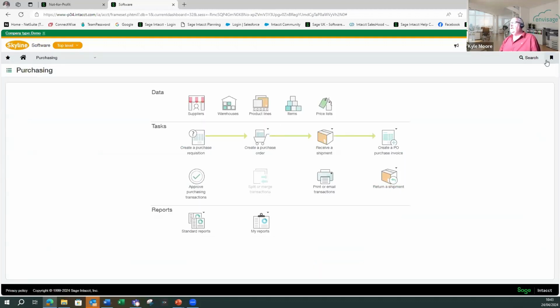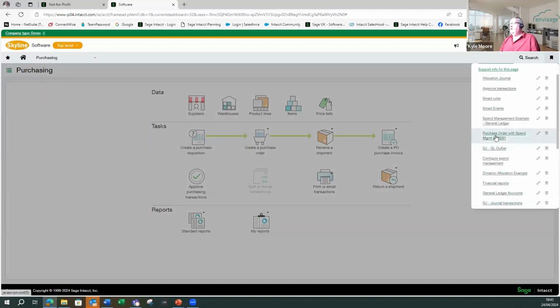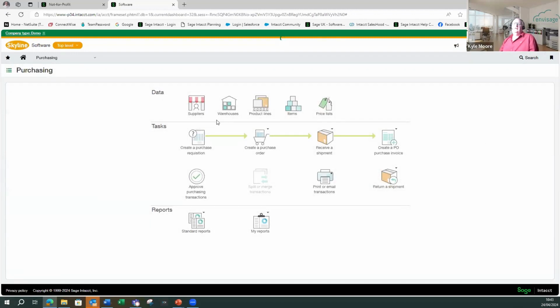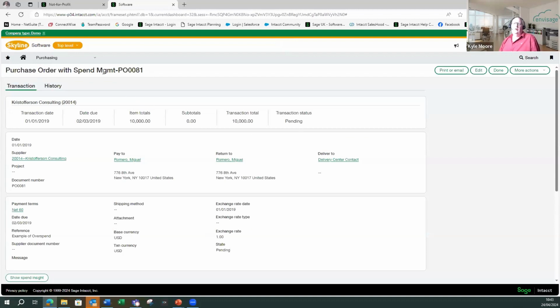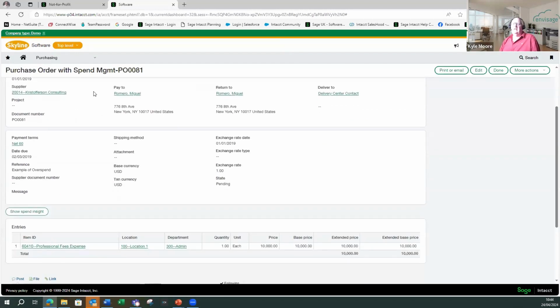So again, looking at that in a bit more detail, if I was to just look and combine a few things together, there's purchase order with spend management. So if I look at my purchase order, I can see here the order is placed. It's placed with this supplier.